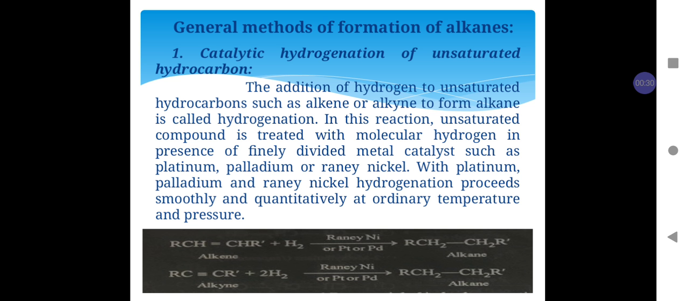In this reaction, unsaturated compound is treated with molecular hydrogen in presence of finely divided metal catalyst like platinum, palladium or Raney nickel. With these catalysts, reaction proceeds smoothly and quantitatively at ordinary temperature and pressure. Raney nickel required for this reaction can be prepared by dissolving nickel aluminium alloy in sodium hydroxide.